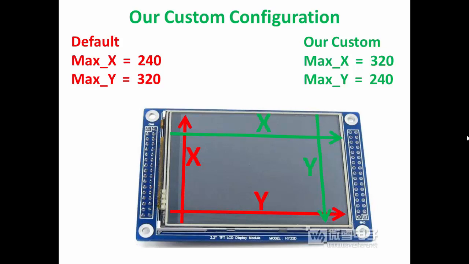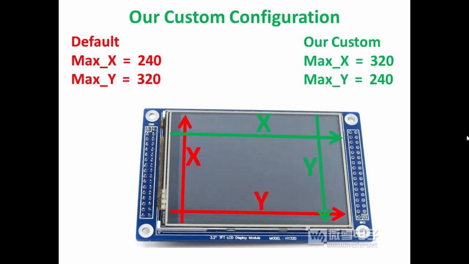Because we want to display in landscape mode. And it is always preferred that the top left corner should be the first point, that is, X is 0 and Y is 0. That's why we are discussing this topic here.